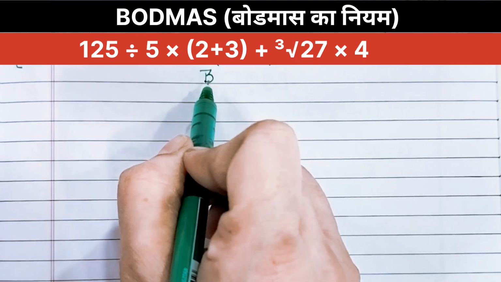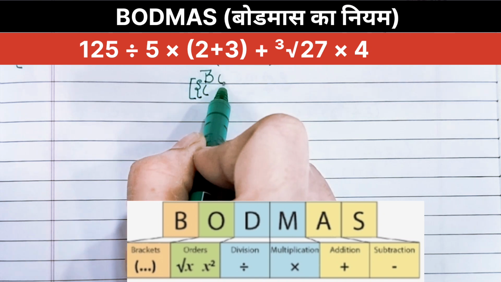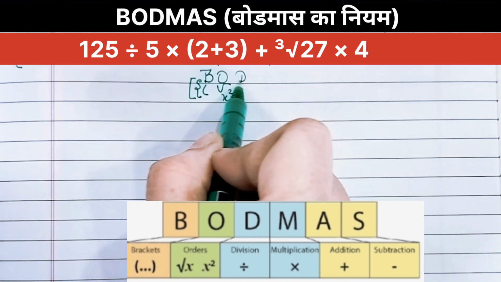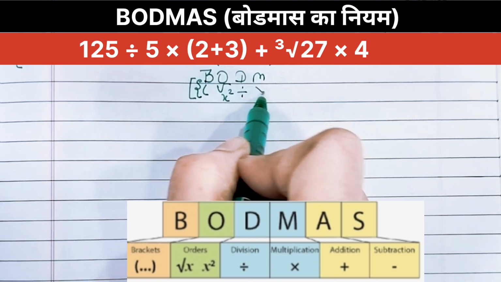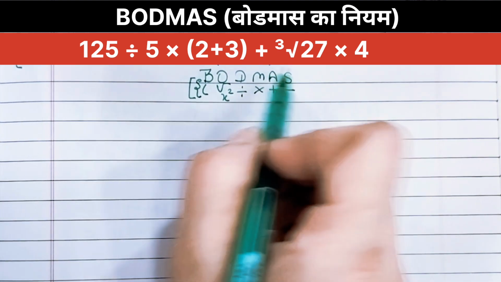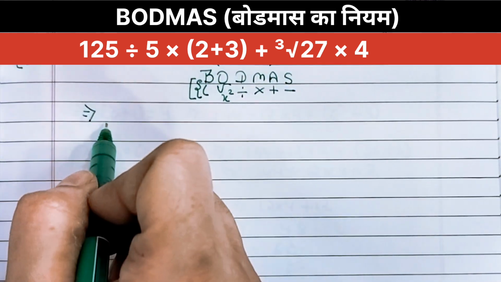BODMAS rule says first we solve B, which stands for bracket: small bracket, curly bracket, then square bracket. O stands for of, we convert into multiplication, we solve roots and exponents. D stands for division, M stands for multiplication, A stands for addition, S stands for subtraction. According to this BODMAS sequence, we'll break down this expression by the step-by-step solution.